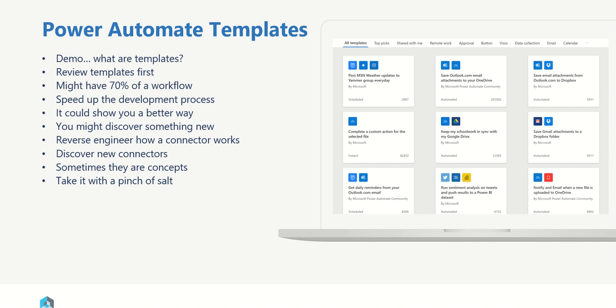So that was a little demo of the Power Automate templates. And as I say, review those templates first. Go and have a little look at them. You might have 70% of a workflow just built for you, ready. And if not, you'll tend to find it'll speed up the development process, because you'll be looking at how other people have done it, and again, learning from that. And it could show you a better way. It could be that you were thinking, oh, I'm going to go and do this. And then again, going back to this idea of reducing the amount of runs, you might find somebody else has done something and you go, oh, do you know what? That would actually save me X amount of runs by doing it in that way. So you might discover something new.